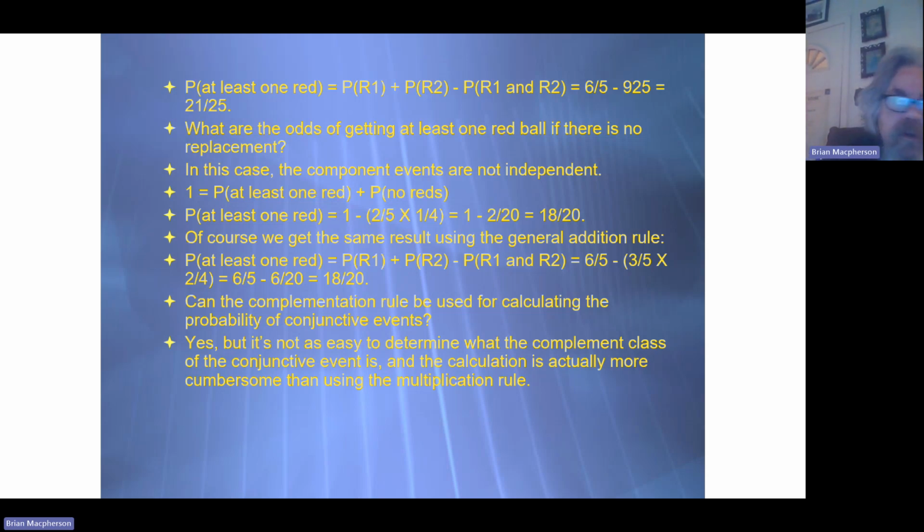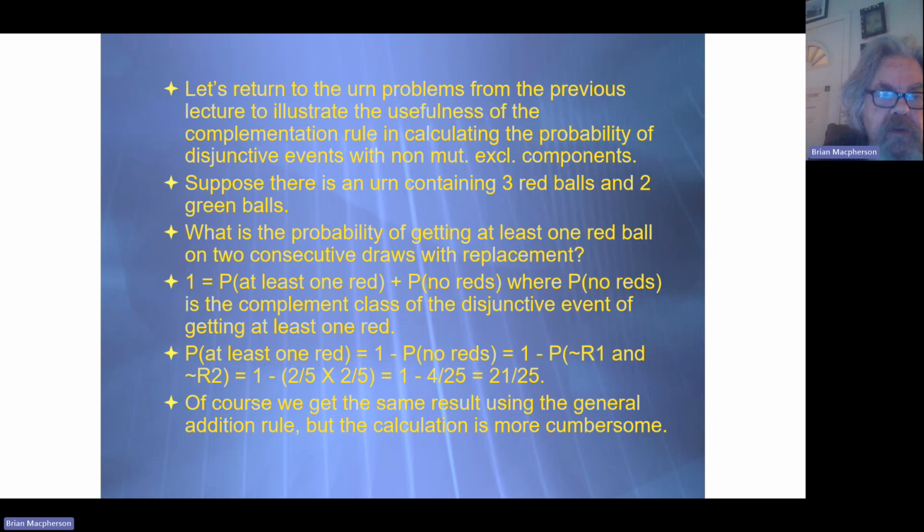But what you're also going to do is subtract the chances of getting red on both draws. Well, if there's replacement, then it'll be obviously 3 out of 5 times 3 out of 5, which is 9 out of 25. So it'll be 6 out of 5 minus 9 out of 25. That is 30 out of 25 minus 9 out of 25 equals 21 over 25. So notice then that you get exactly the same result using the addition rule that you did using the complementation rule. So you can use both.